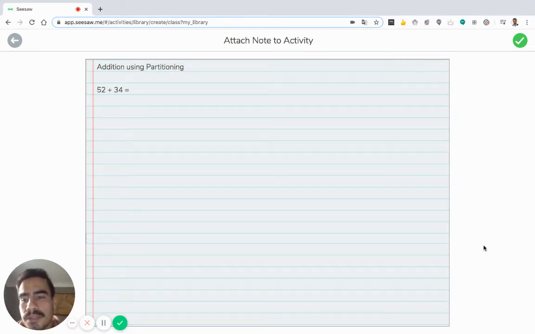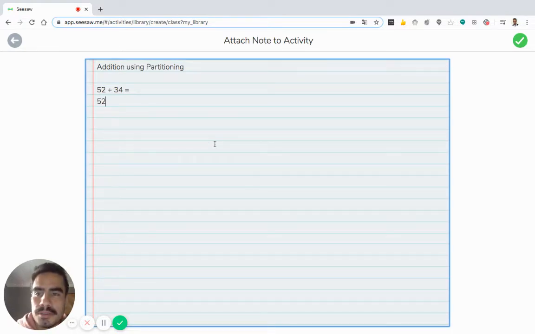So today we are going to continue exploring this technique, and we are going to learn how to do addition using partitioning. There are three different ways that you can choose to do addition using partitioning. I will show you these three ways, and then you can see in which way you feel more confident to do the exercises, okay? So let's see the example. 52 plus 34.